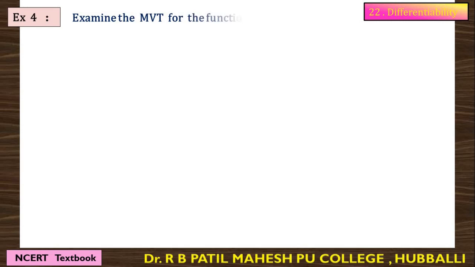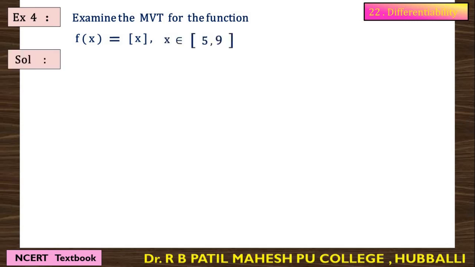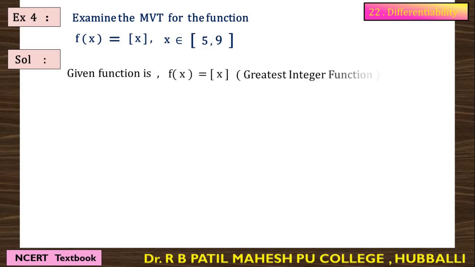Examine the mean value theorem for the function f of x equal to greatest integer x, where x belongs to [5, 9]. The given function is f of x equal to the greatest integer function.